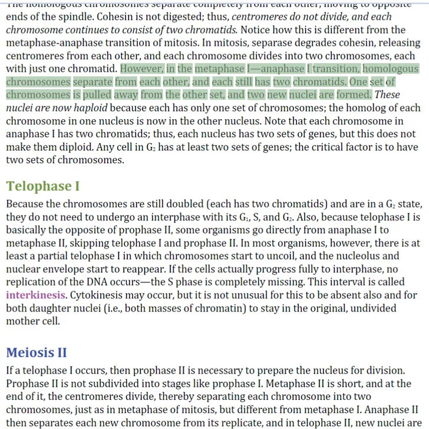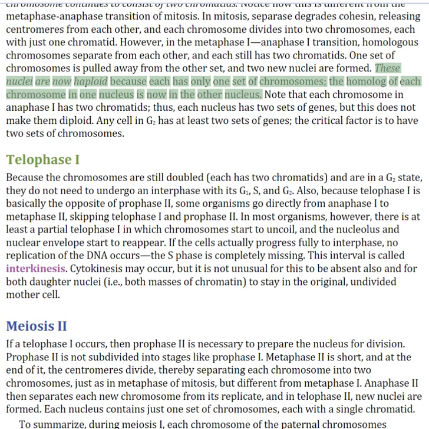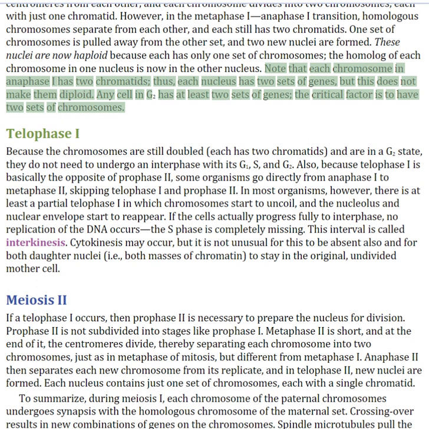2 chromatids. One set of chromosomes is pulled away from the other set, and 2 new nuclei are formed. These nuclei are now haploid because each has only one set of chromosomes. The homologue of each chromosome in one nucleus is now in the other nucleus. Note that each chromosome in anaphase I has 2 chromatids, thus, each nucleus has 2 sets of genes, but this does not make them diploid. Any cell in G2 has at least 2 sets of genes. The critical factor is to have 2 sets of chromosomes.